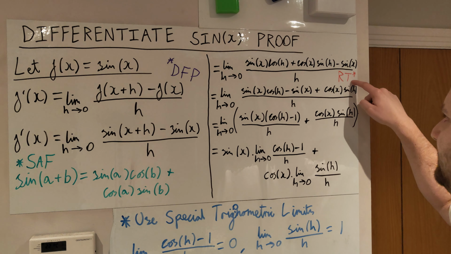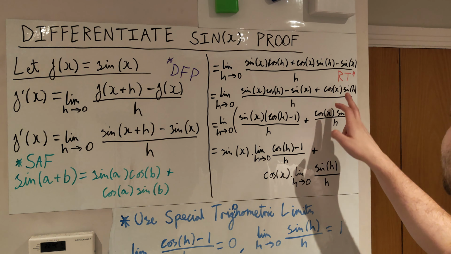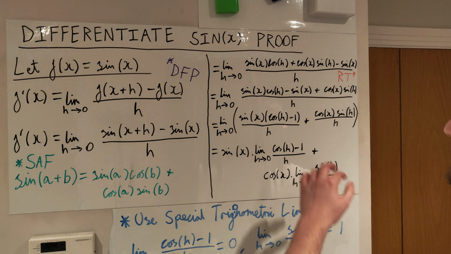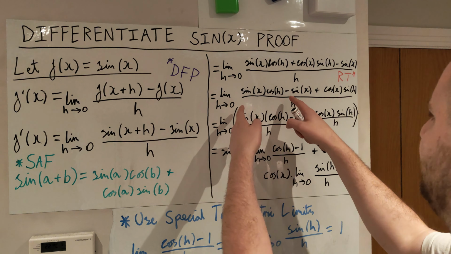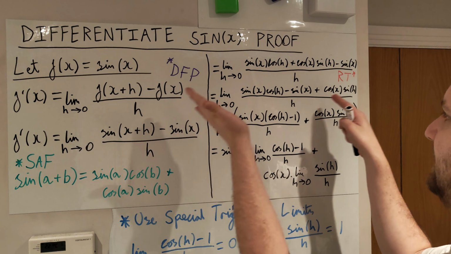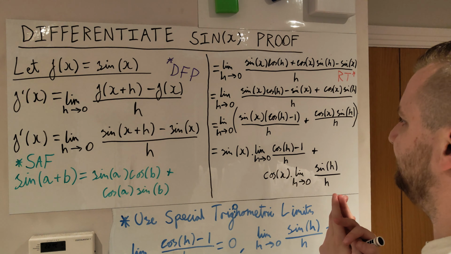Now here, I put rearranged terms. And you know what? This is almost kind of comical, really, because we're just moving this to here and this to here. So we're grouping the sine of x's together. So we move this to here and this to here. That's all we've done. We've literally just rewritten it in a simple way, okay?